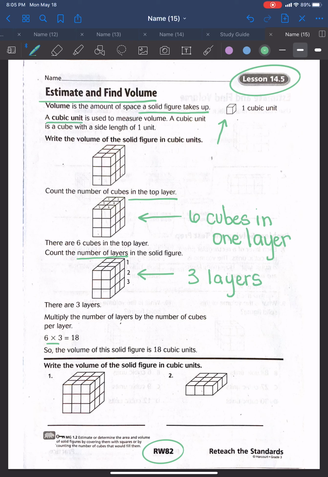All right, so we're still talking about multiplication here. If I have 6 cubes in 1 layer, and I know that I have 3 layers, then I can simply multiply, which is the same as counting by 6s, in order to find out how many cubic units this particular solid figure is. And we see that they did that right here. They took the 6 cubes that are in 1 layer times the 3 layers that there are all together, which equals that 18 cubic units.